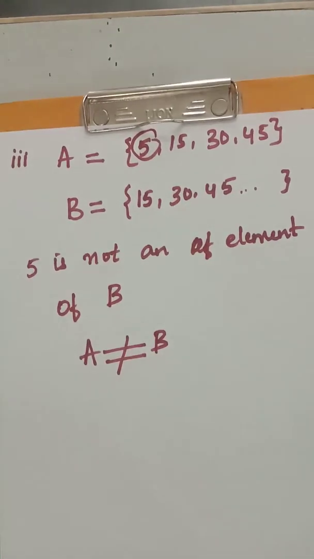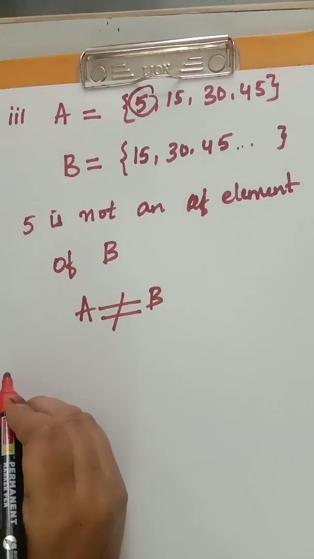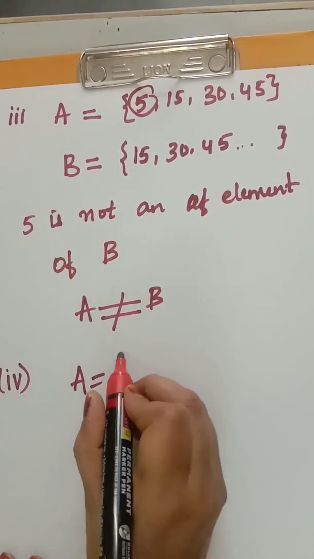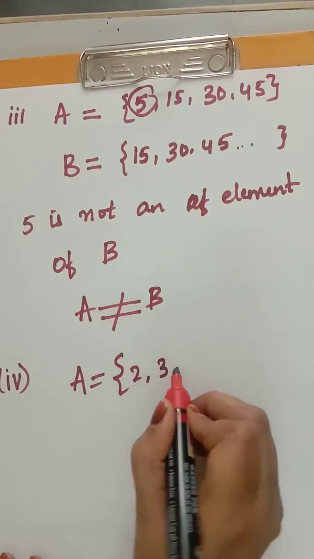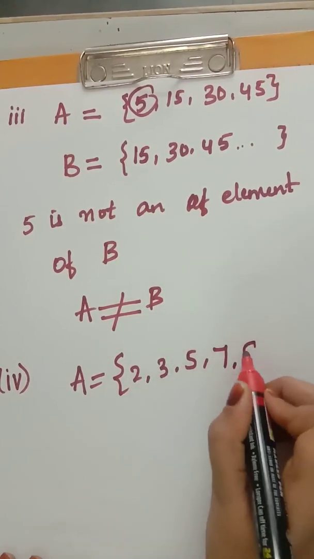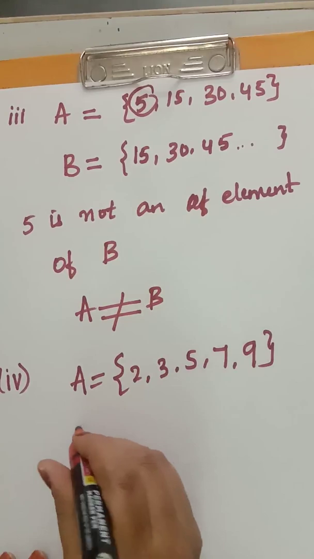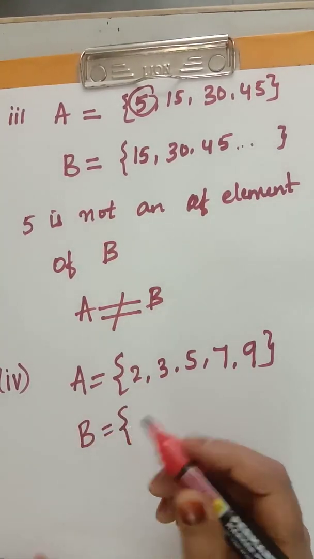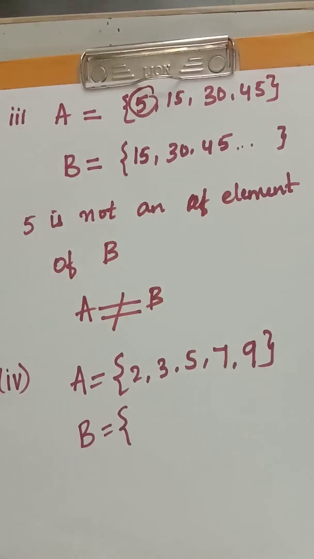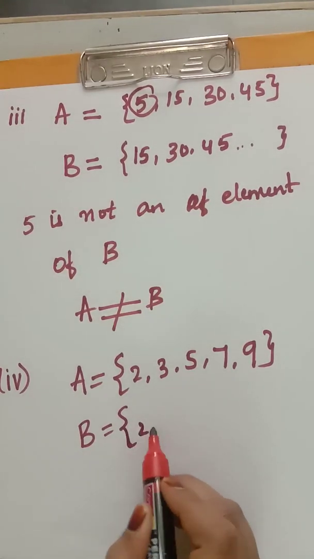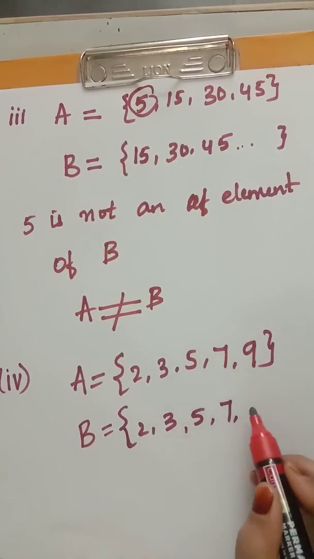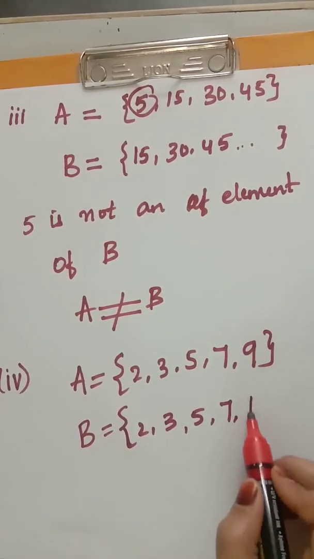Now let's move to the fourth one. I am naming the first set as A, that is {2, 3, 5, 7, 9}. And the second set I am naming B, {x such that x is a prime number}. What are prime numbers? 2 is a prime number, 3 is a prime number, 5 is a prime number, 7 is a prime number, 11 is a prime number.